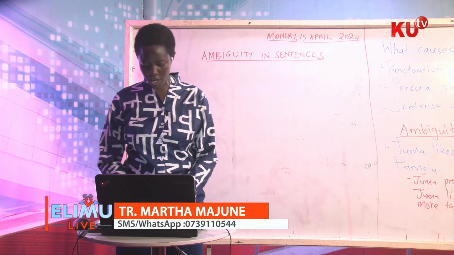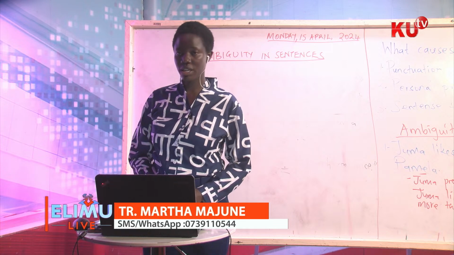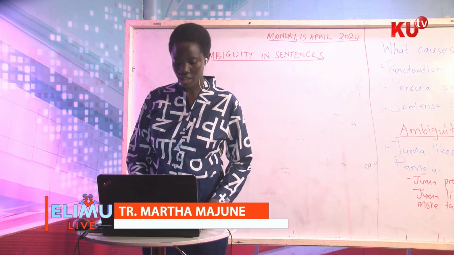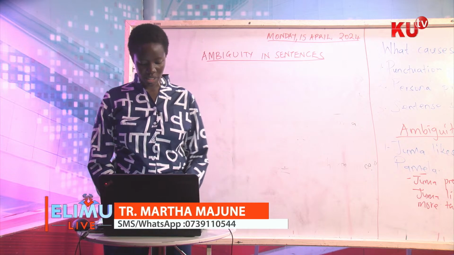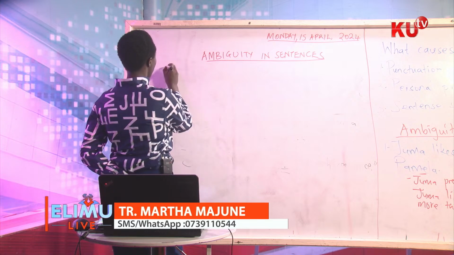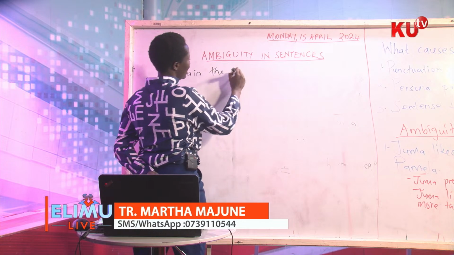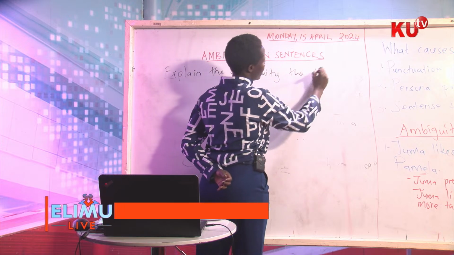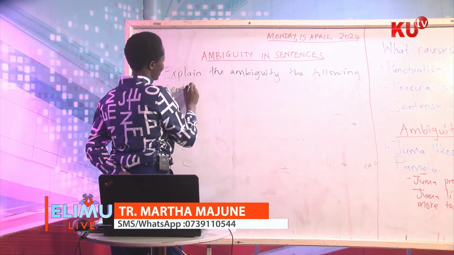So the first question here: explain the ambiguity in the following sentences. So this is the exercise. Our third objective was that you attempt the exercise given. Explain the ambiguity in the following sentences.